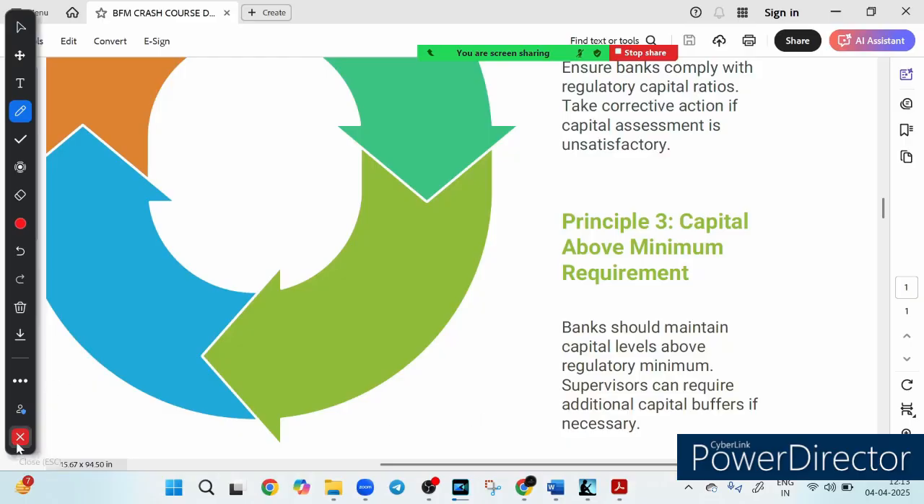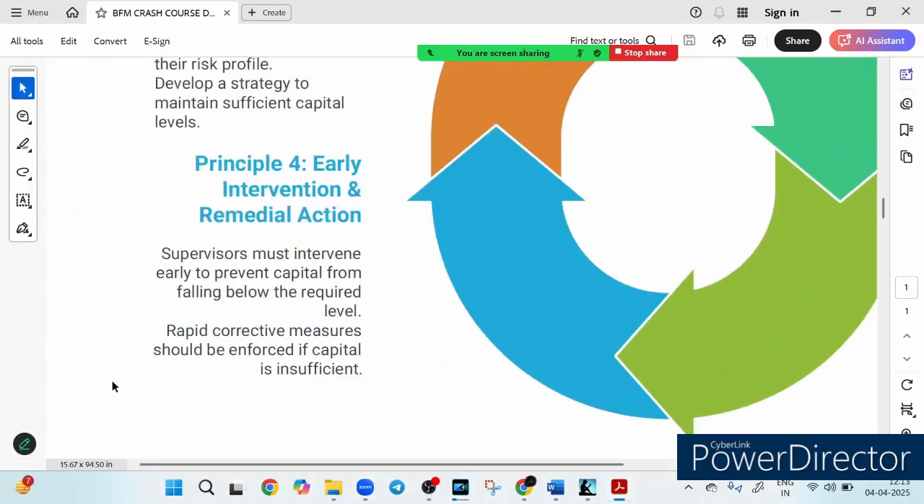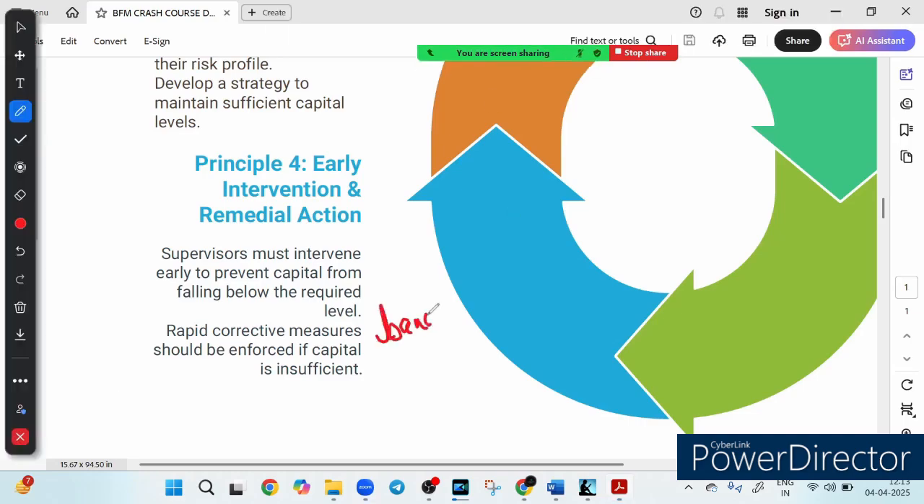And what is principle number 4? Principle number 4 is on the left side. Let me show you. Yes, this is principle number 4. It says that prevention is better than cure, right? So the supervisor acts early to stop the bank from falling below the required capital level. So there is something called the required capital level, and if the bank falls below it, then the supervisor must step in. If the capital dips too low, swift corrective measures must be taken to restore financial health.